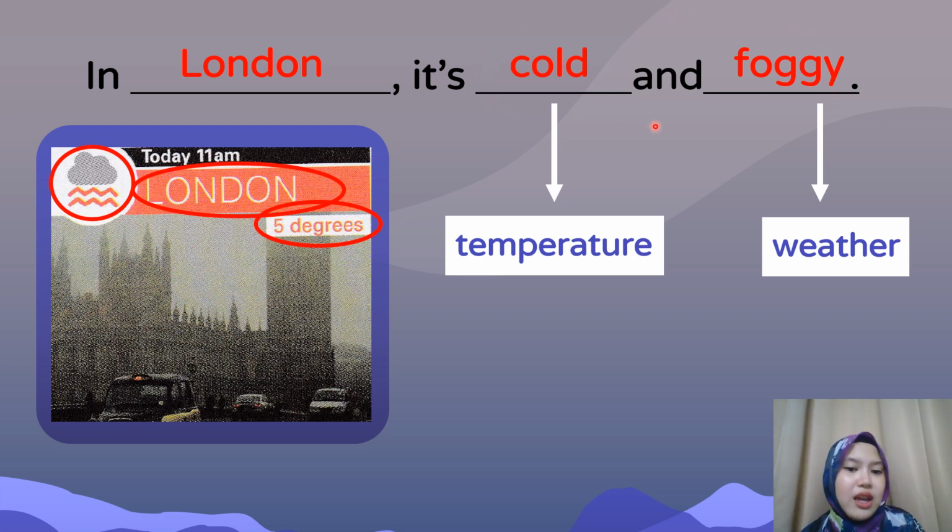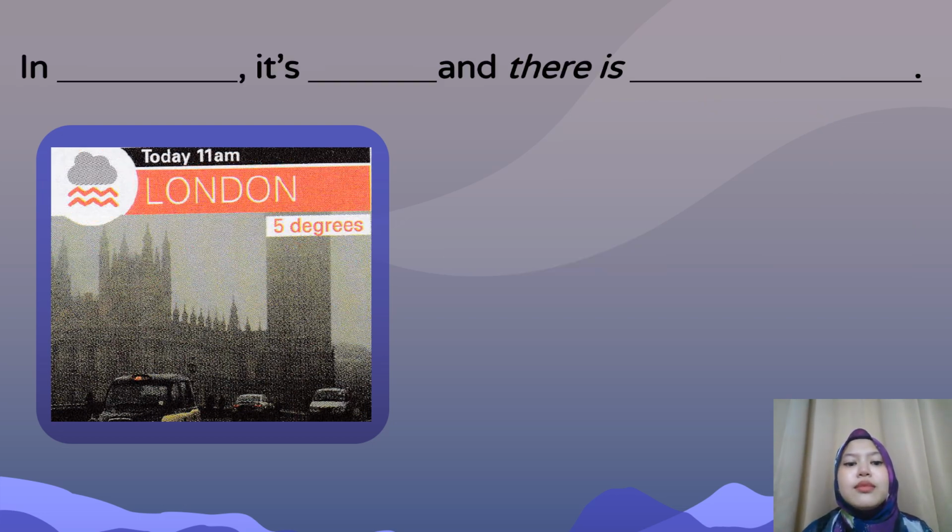It's cold and foggy. If it's, let's say 38 degrees, okay, that means it's very hot. So you write down, in London, it's hot. And, apa dia lah. Okay. Now, the next example is, okay, this is one of the ways to answer. Now, there are two ways actually. This is number one. This is number two.